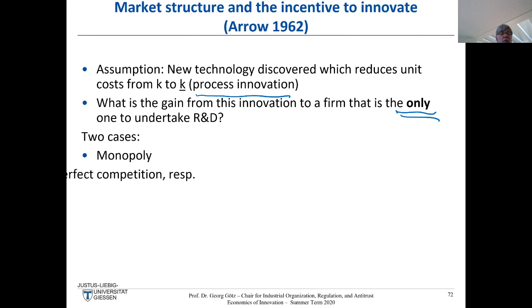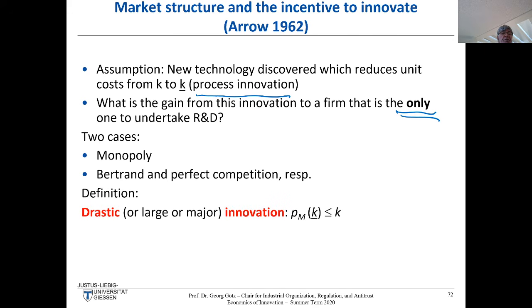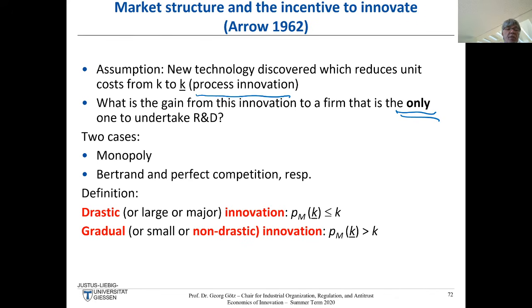So we get two cases. We have the monopoly and Bertrand competition, which, of course, as you learned above, leads to price equal marginal cost, and therefore is pretty similar to perfect competition. And we define here drastic and minor or gradual innovations. What is a drastic or large or major innovation? A drastic or major innovation is one where, given you have now the lower costs, K lower bar, the monopoly price you would charge with this lower cost is below the cost of your rival, or, if you're the monopolist, below your previous cost.